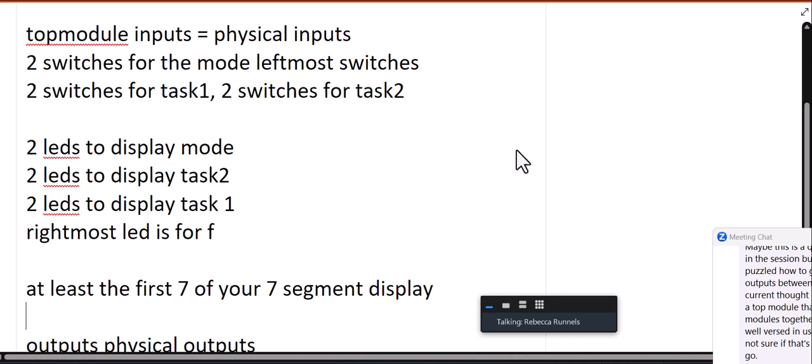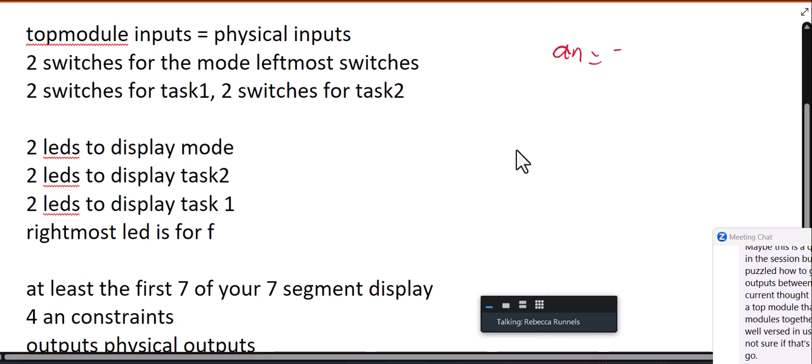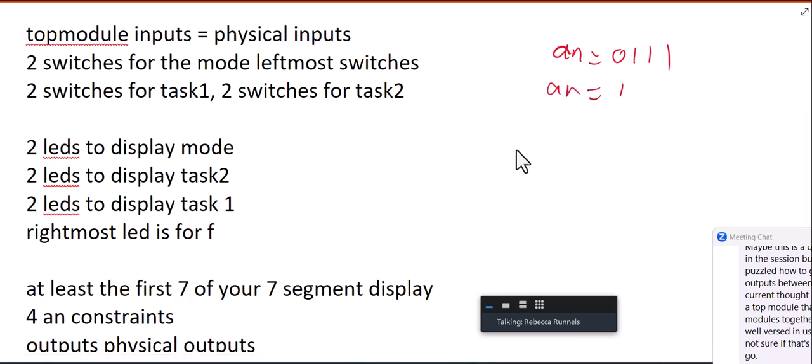And you'll need to have your 4 AN constraints. Because if you remember, when you do the 7-segment display, you not only have to give it the string for which LEDs you want lit up, you also have to tell it which display you want it to go to. If you remember, going way back when, AN equals 0111 puts it on the first display, and AN equals 1011 puts it on the second. So you have to give it both of those things.